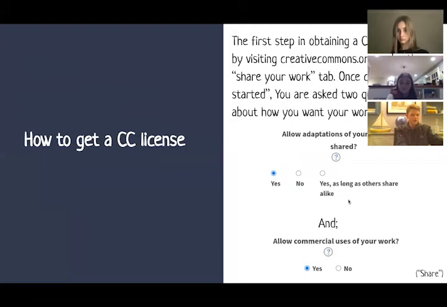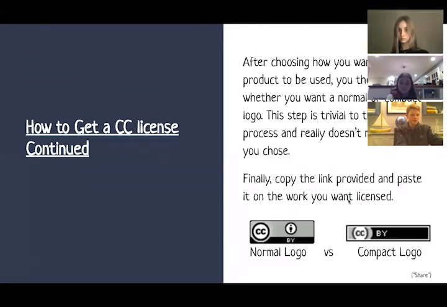The third step is minor to the whole process, which simply asks you if you would rather have a normal or compact logo. This will not affect your license, just simply gives you a preference over the look of your logo. The fifth and final step is to copy and paste the link on the work you want licensed.